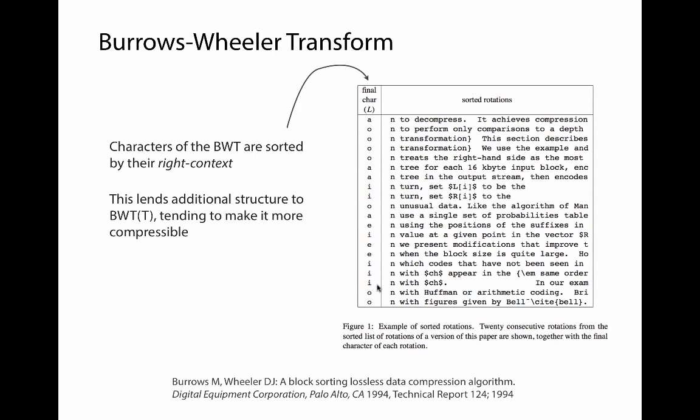That's one example, but there are actually many ways that you can take a string like this and compress it very effectively. So the Burrows-Wheeler transform, because it sorts by right context, tends to bring like characters together into runs, and this tends to make the text more compressible.